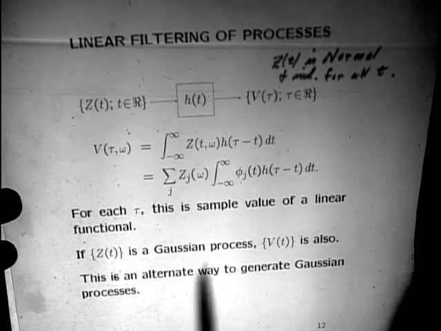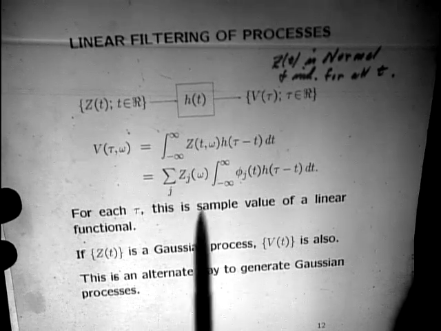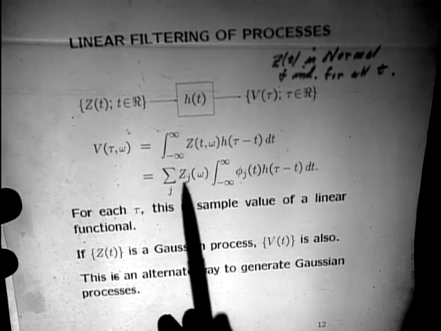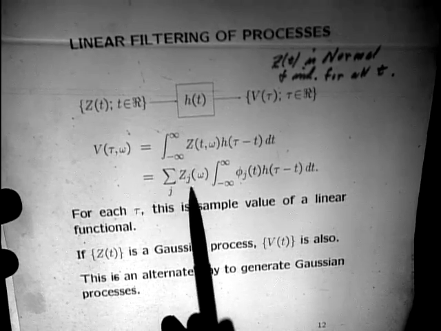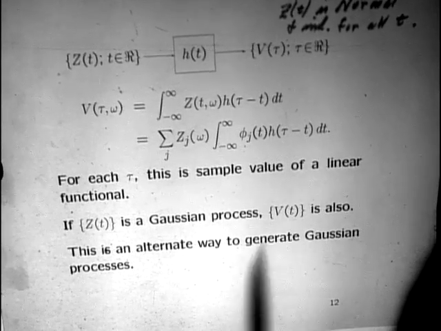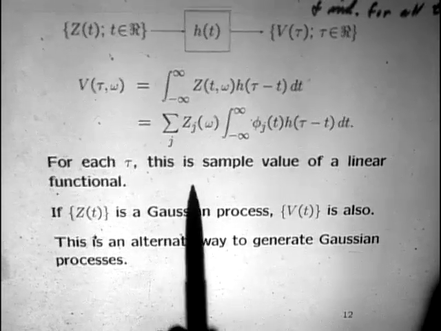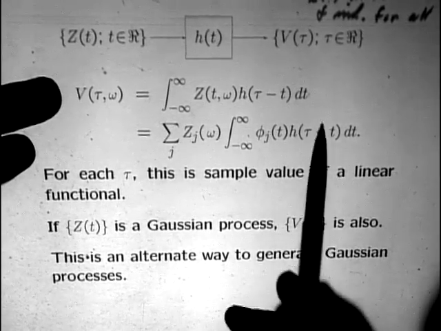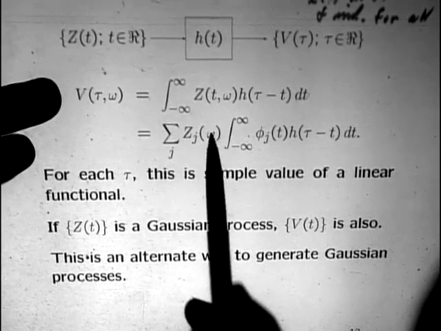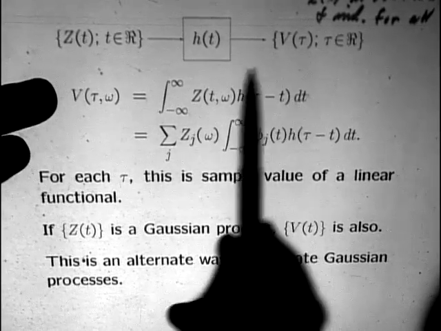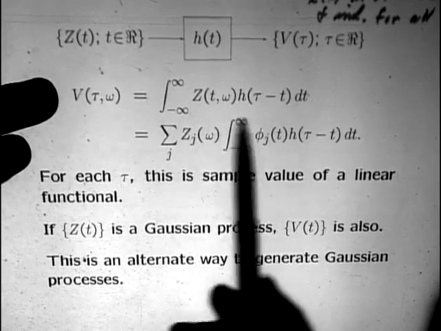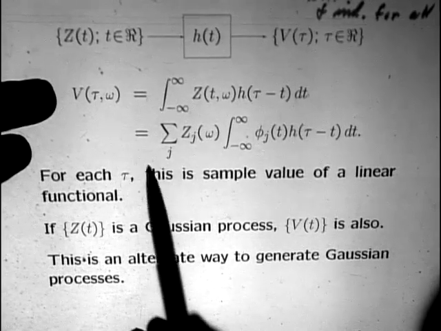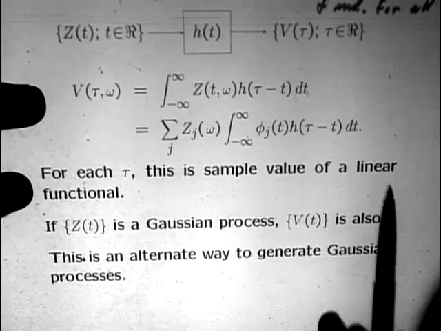What comes out then, if we express this random process in terms of this orthonormal sum, the way we've been doing before, is the sum over j of the sample value of the jth random variable coming out, times the integral of phi j of t, h of tau minus t, d tau. For each tau that you look at, this is just a sample value of a linear functional. If I look at one value of tau, I have this integral, a sample value of a random process at omega, times a function. This is just a function of t for given tau. So this is a linear functional of the type we've been talking about, and that linear functional is then given by this. For each tau, this is a sample value of a linear functional.